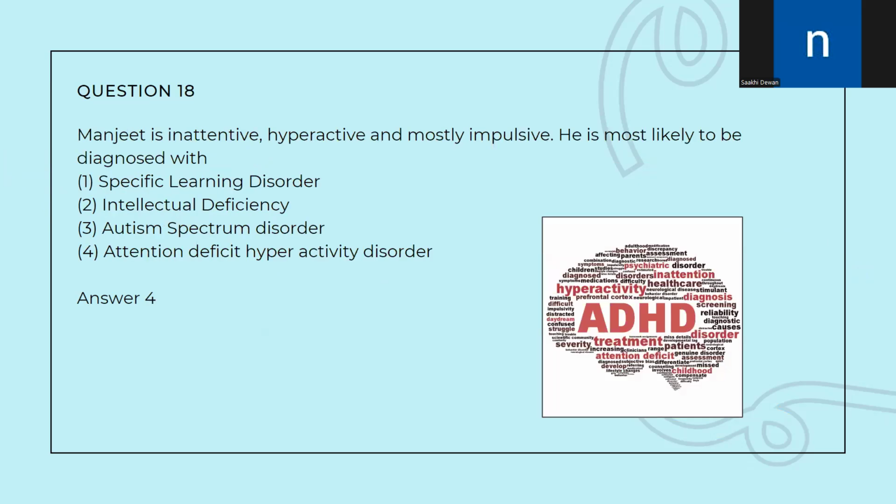Question number 18. Manjeet is inattentive, hyperactive, and mostly impulsive. He is most likely to be diagnosed with. So when we look at the symptoms that are given to us, it makes it evidently clear since the symptoms are inattentiveness, hyperactivity, and impulsivity. So these are the typical symptoms of attention deficit hyperactivity disorder that is also known as ADHD.